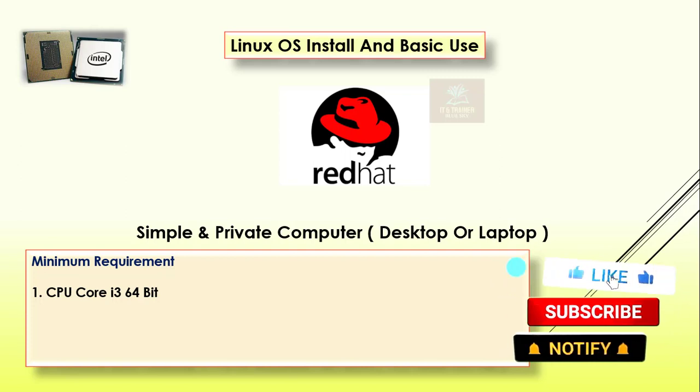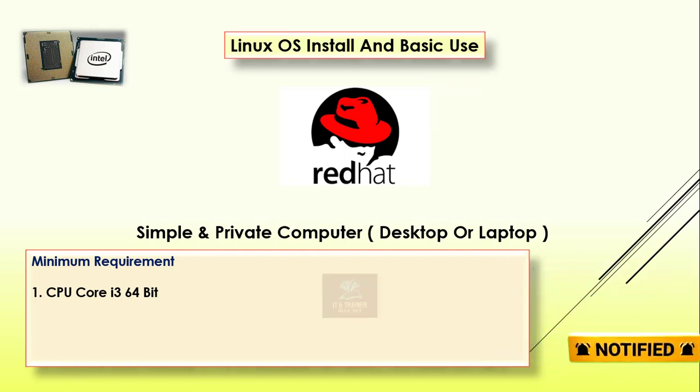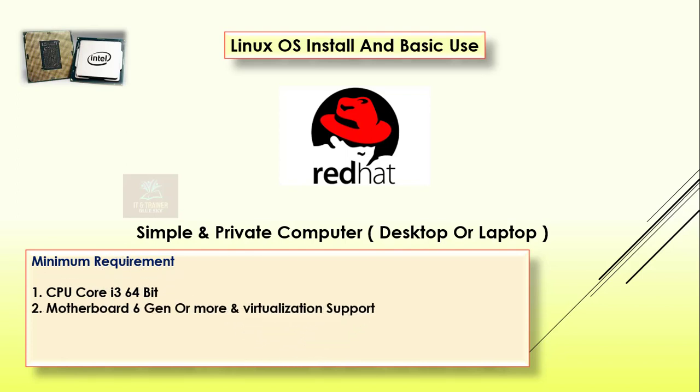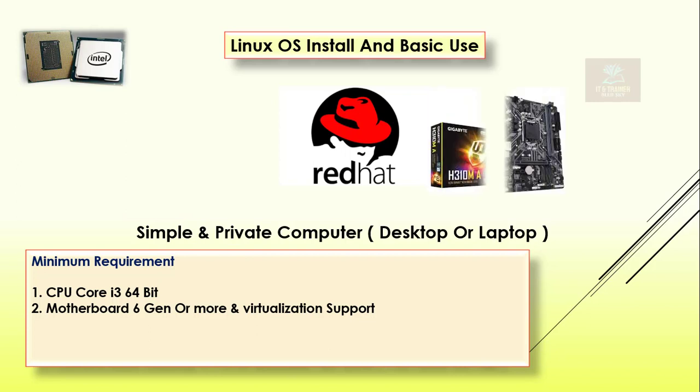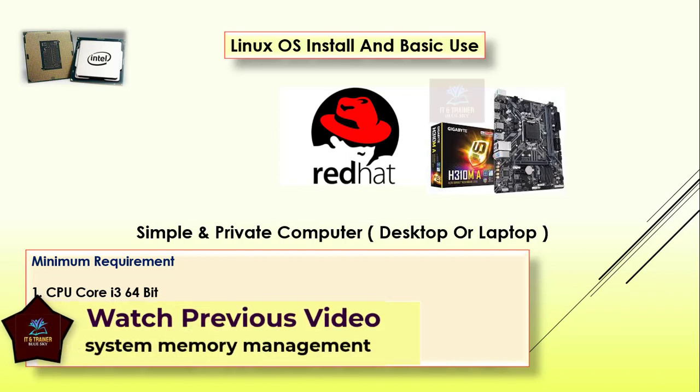Okay, you can see here the CPU. What is the CPU? I already created it in the hardware playlist and hardware video. Second is the motherboard, 6th generation or more, with virtualization support. This is one type of motherboard. Minimum 6th generation or more means virtualization support, a very minimum requirement for the motherboard.